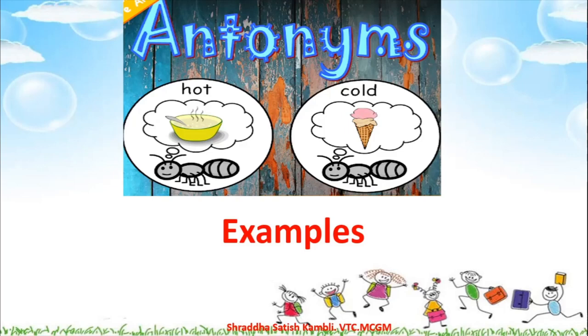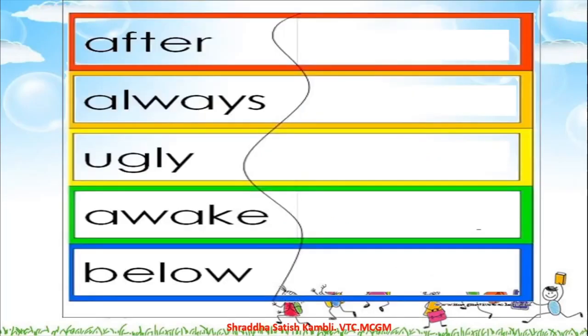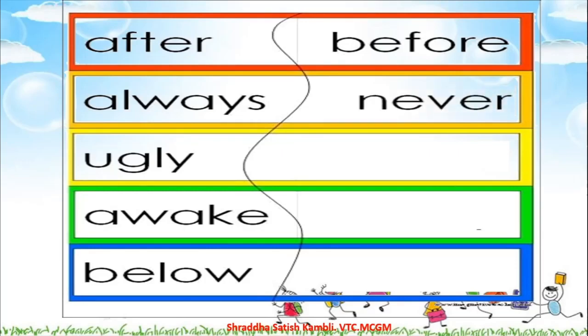So let us look at many more examples of antonyms and then we will do some examples based on antonyms also. So see here, after. So what do you think is the antonym of after? It is before. Okay, after in Hindi you say baad mein, before you say pehle. What about always? I always study hard. So what is the antonym? Never. I never tell lies. So see, always means hamesha. Never means kabhi nahi.